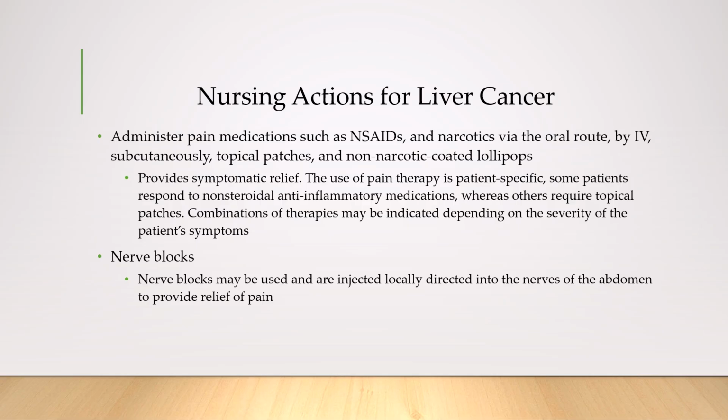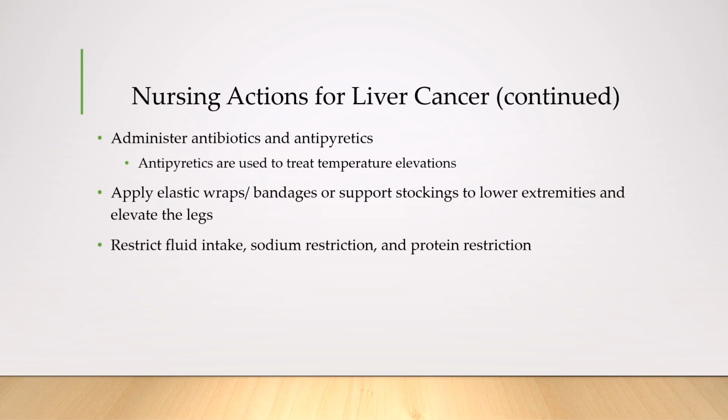Doctor may do a nerve block. A nerve block may be used and is injected locally directly into the nerves of the abdomen to provide relief of pain. We will administer antibiotics and antipyretics. Antipyretics are used to treat temperature elevations. Apply elastic wraps or bandages or support stockings to lower extremities and elevate the legs. Restrict fluid intake, sodium restriction, and protein restriction.